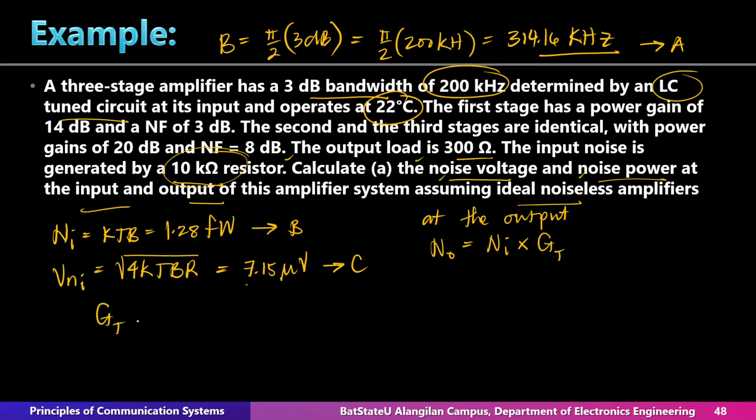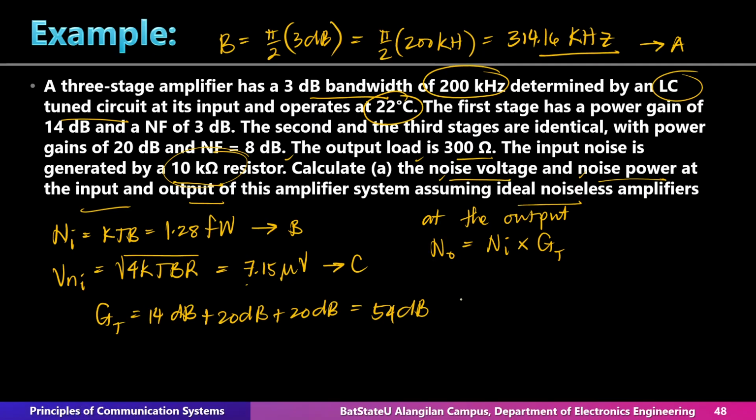Ano po? Kunin muna natin yung total gain. Anong sabi niya? Yung una daw, ang gain niya ay 14 dB. Yung second at saka third ay, ano ang gain niya? 20. So, plus 20 dB plus 20 dB. So, ang total nito ay 54 dB. Okay? Yan po ang power gain.